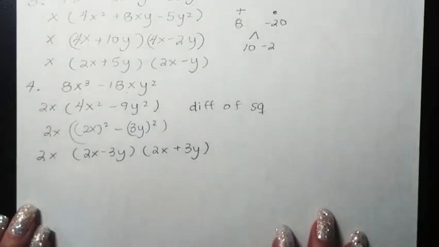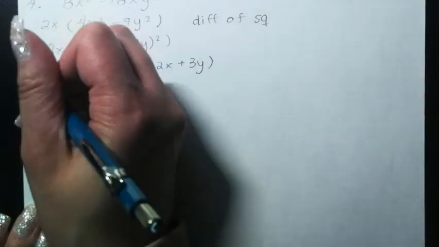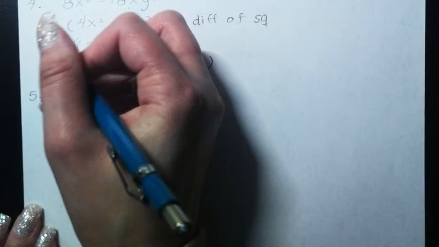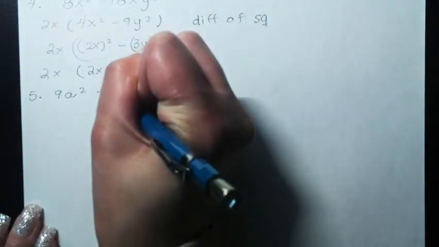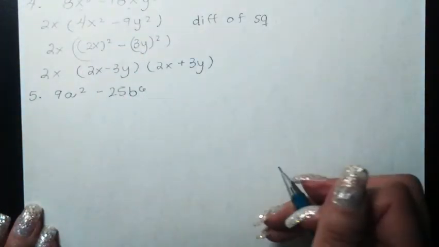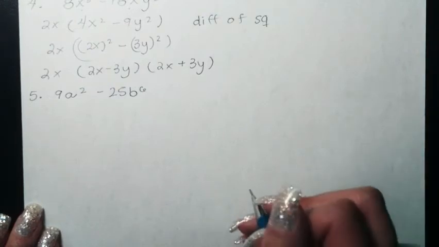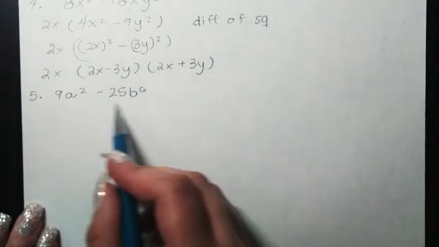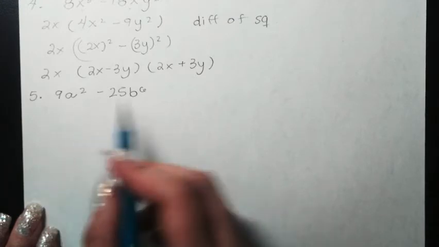Okay, so for number 5, let's do number 5 here. You have 9a squared minus 25b to the power of 6, and you're like, wait, I only have two terms. Okay, so when you have two terms, you need to think about three things: either the difference or sum of cubes, or the difference of squares.